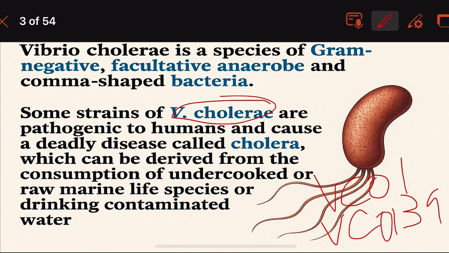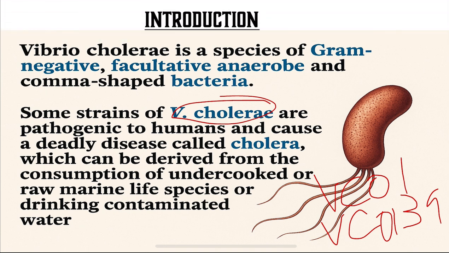It is just the introduction. The transmission, the pathogenesis, and the various types of Vibrio cholerae will be discussed in detail in the upcoming slides. Is it clear? What did we understand here? The causative organism is Vibrio cholerae, transmitted through contaminated water, food, and raw marine species, and Vibrio cholerae causes a deadly disease called cholera in humans.